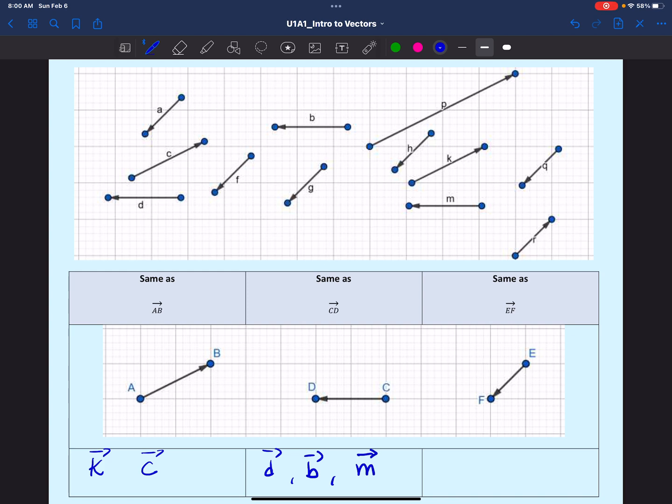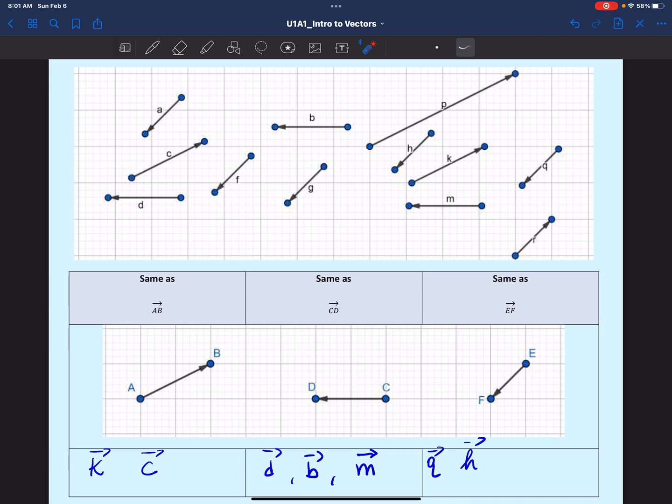Now last we have vector EF, which is pointing down diagonally. So 1 to the left, 1 down. So this is 1 to the right, 1 up. That doesn't work. And this one is going down. It seems that we're going 1 down and 1 to the left. So it seems that vector Q would fit there perfectly. So this one, no, but we have vector H.